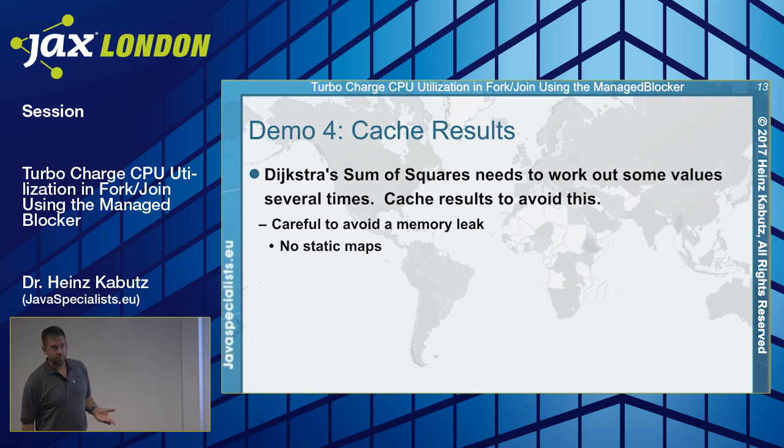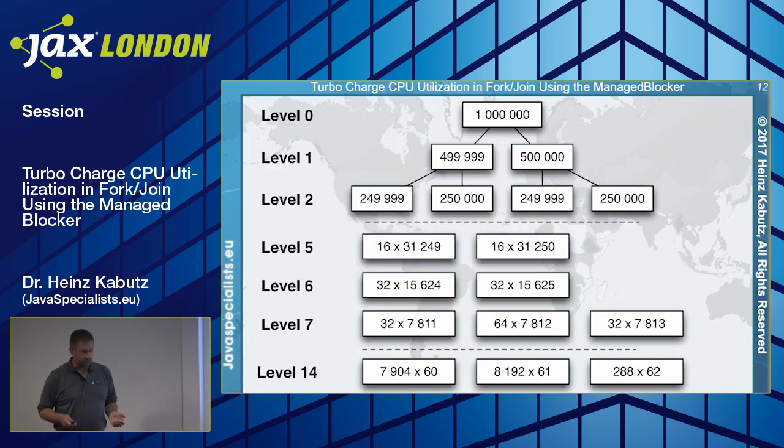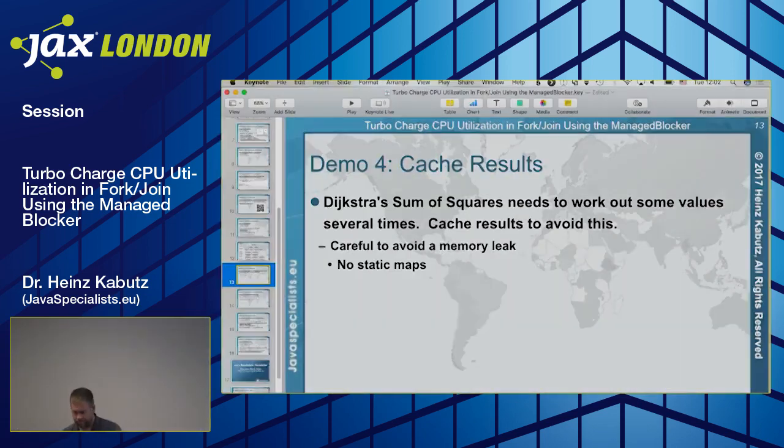We're at 15 seconds at the moment, and we want to take advantage of the fact that we've got lots of duplicates, that a lot of the numbers we're trying to calculate are actually the same. So we want to cache them inside a map. Let's try and do that as well.